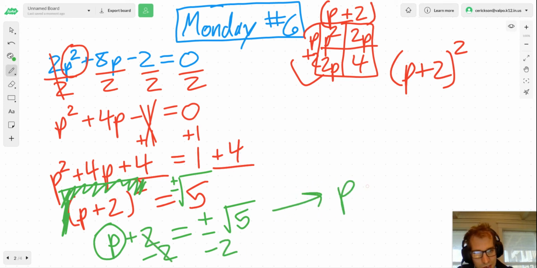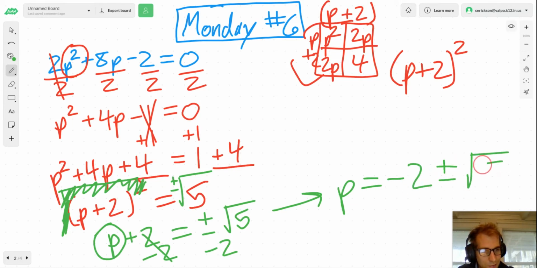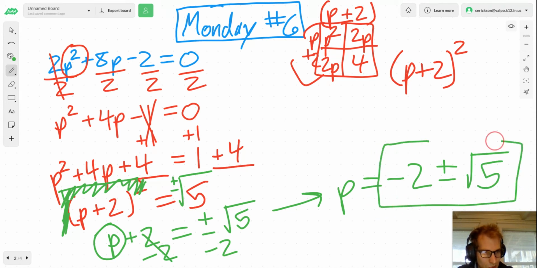That will allow us to say here that p is equal to negative 2 plus or minus square root of 5. I believe it'll let you enter it either with the plus or minus, or as 2 different solutions written out or typed out: negative 2 plus square root of 5, and comma, negative 2 minus square root of 5. So that would be number 6 there.